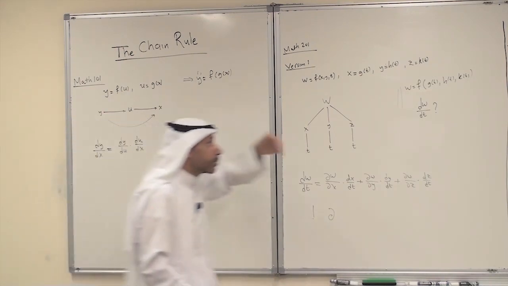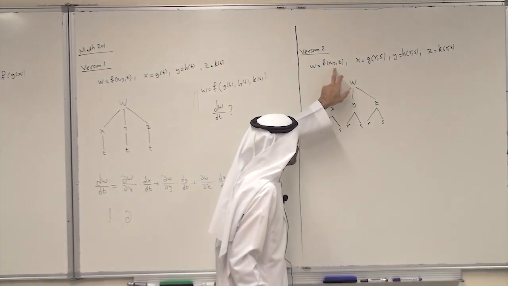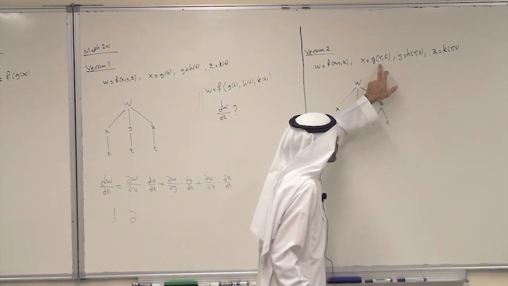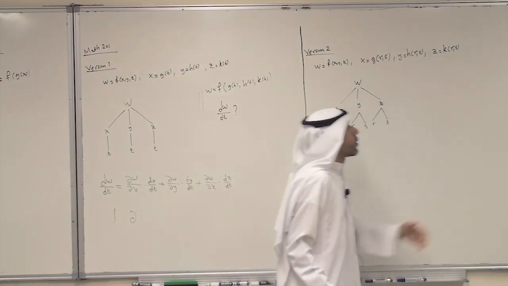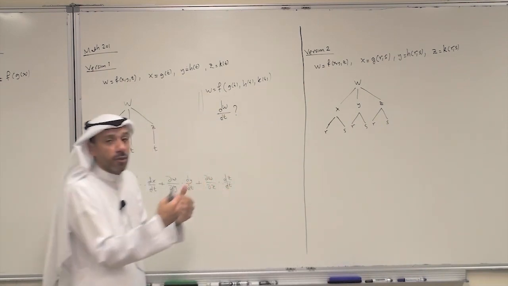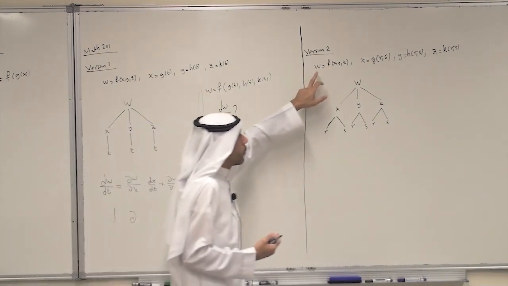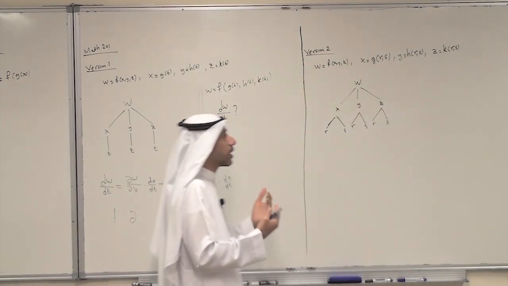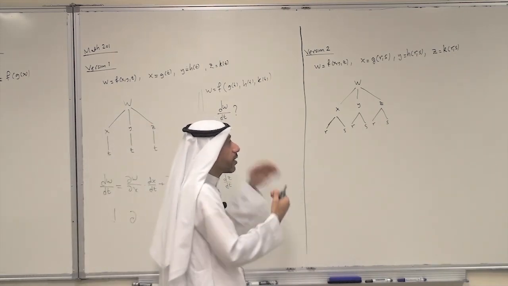A second version, well, let's take w as a function f of x, y, z, a function of three variables. But now x is a function of two variables, r and s. y is h of r, s, z is k of r, s. x, y, z are functions of two variables. We need to find the derivative of w with respect to the last variables, r and s. How to do that? It is better to draw a tree diagram connecting the variables.